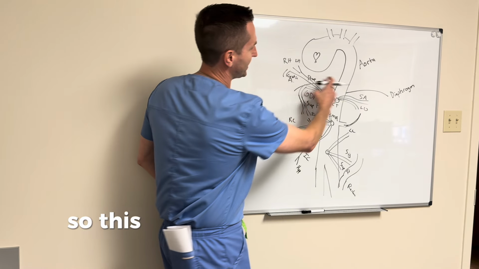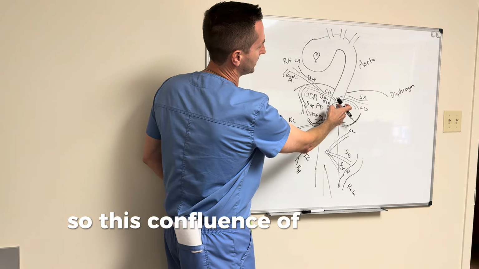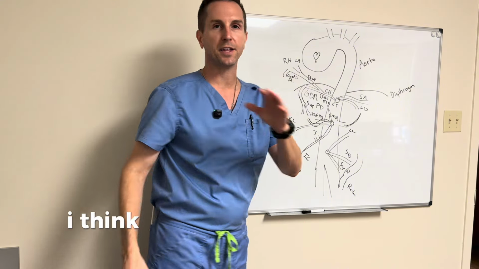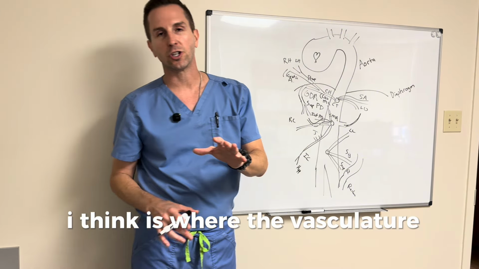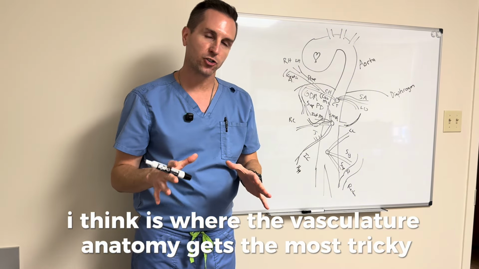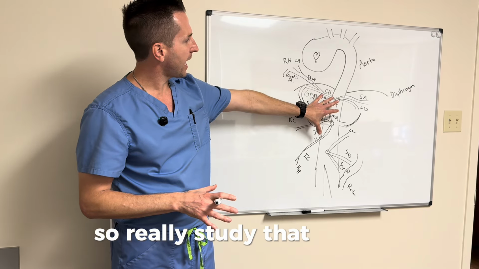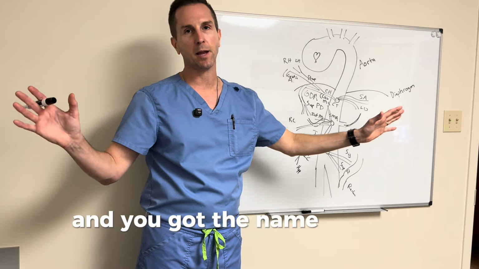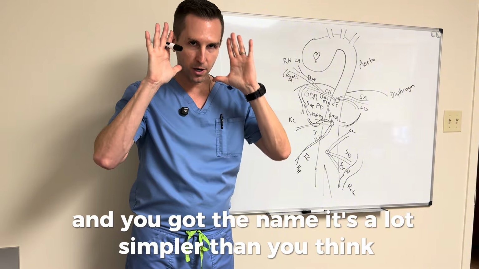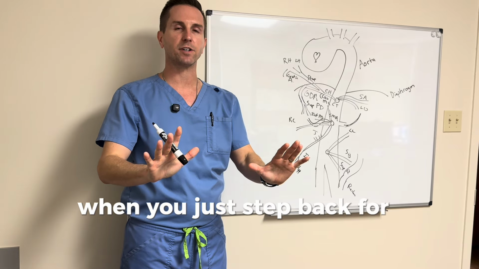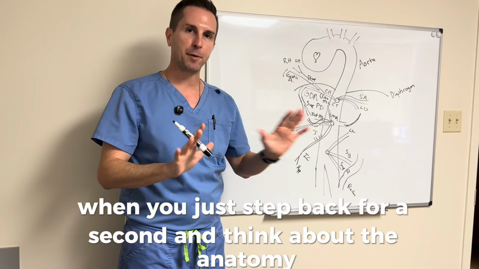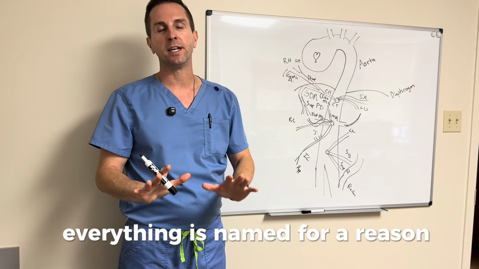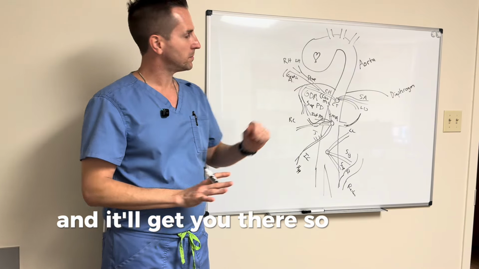So this confluence of celiac and SMA, I think, is where the vasculature anatomy gets the most tricky. So really study that portion. The rest, again, just think where it's going to, and you got the name. It's a lot simpler than you think when you just step back for a second and think about the anatomy. Everything is named for a reason, and it'll get you there. So great job, guys.